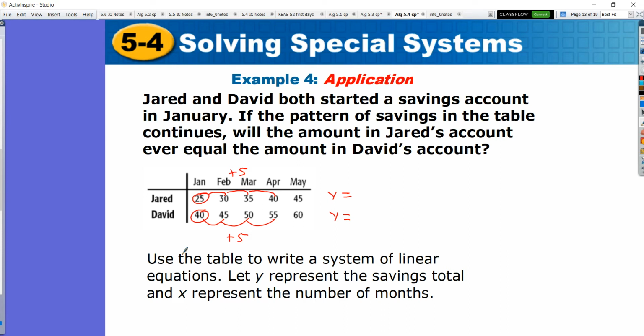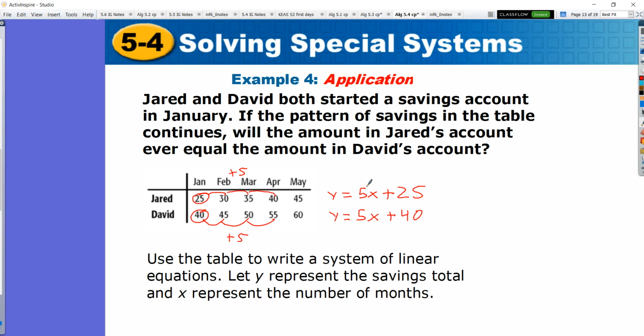Okay, so here's how we're going to write it. X represents the number of months. So for Jared, he's getting $5 every month, so it's $5 times X, however number of months went by, and then we add to that what he started with, $25. Okay, so this would represent how much money Jared has in his account. All right, David, he started with 40, so we would put that over here at the end. All right, and he is also getting $5 every month, so it would be $5 times the number of months. Okay, so there is our two linear equations for this word problem.